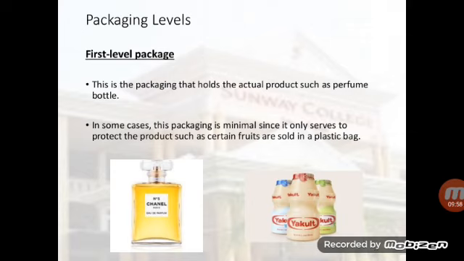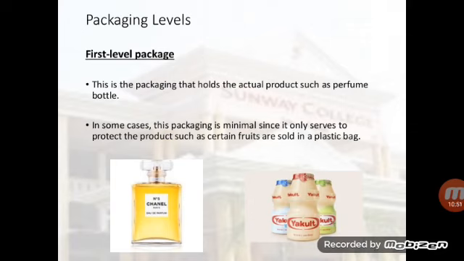Now let's look at the levels of packaging. Under levels of packaging, we have three levels that we're going to learn. The first is first level packaging. If you want a very simple example, let's take a can of Coca-Cola. Another name for first level packaging is primary packaging. Primary means first. First level packaging normally refers to the materials that make direct physical contact with your product, which help to hold the product.